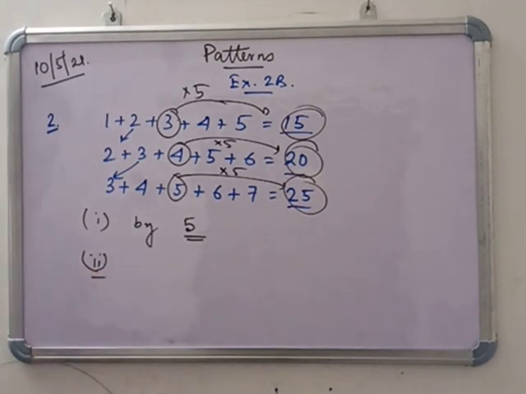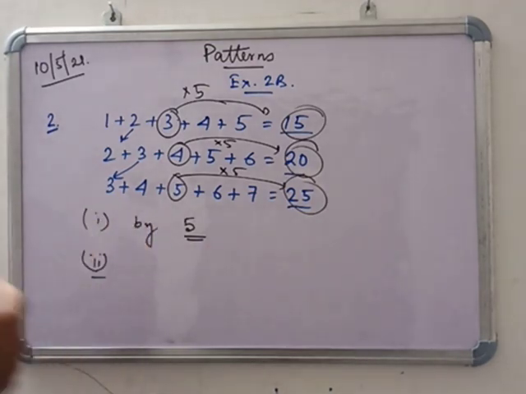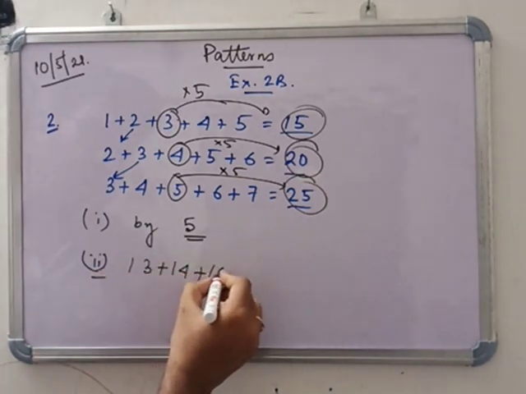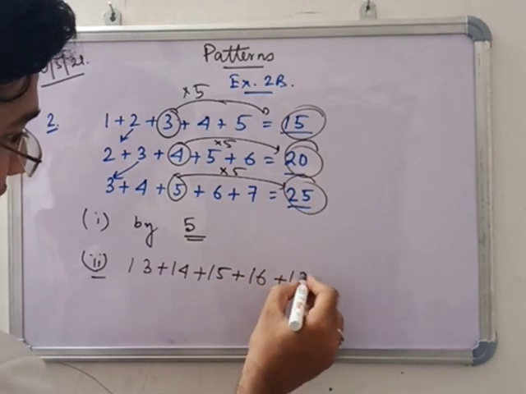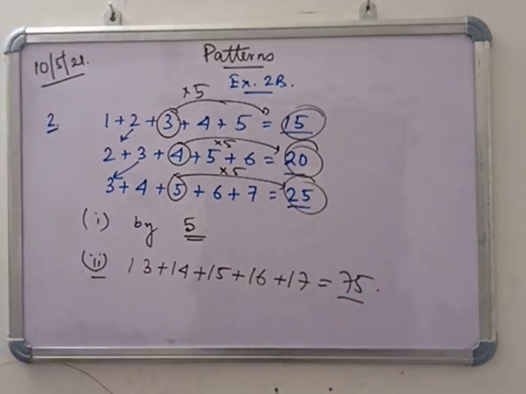Next, number 2. Write the row of the pattern which gives the sum 75. Now you have to continue this. Next, starting from 4: 4 plus 5 plus 6 plus 7 plus 8. Next, 5 plus 6 plus 7 plus 8 plus 9, like that you have to continue. After 13 plus 14 plus 15 plus 16 plus 17, then we get 75. So up to that you have to do it.